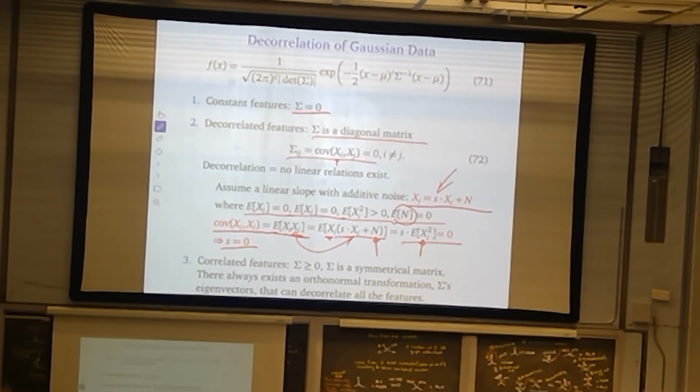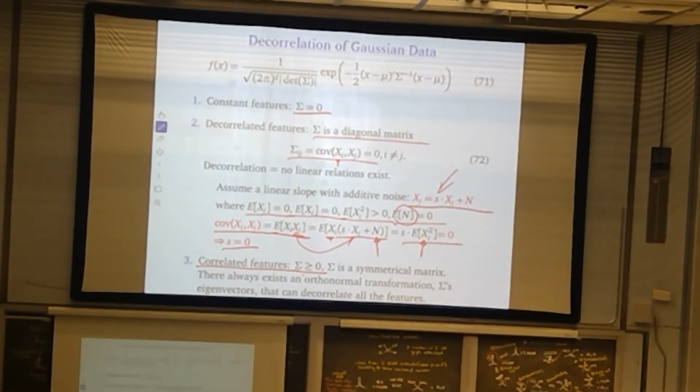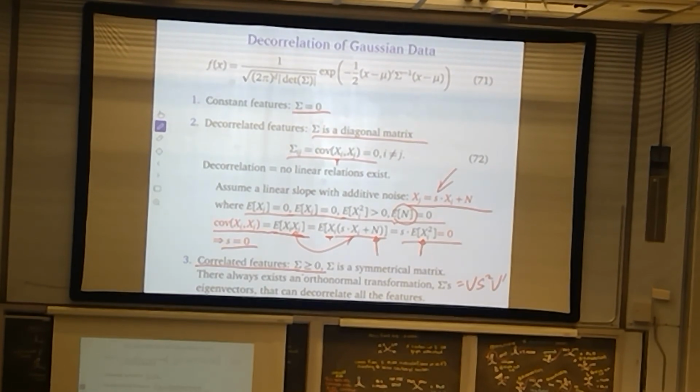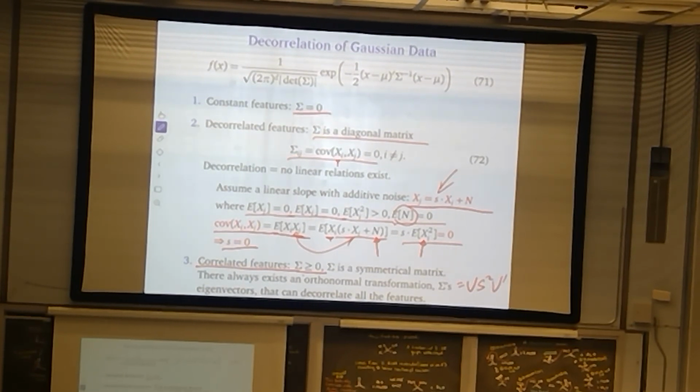But it doesn't mean that it has no other relationships. It could have nonlinear relationships, but definitely there's no linear relationship. Okay? When there are correlated features, sigma is greater than 0, it's a PSD, a symmetric matrix by definition. There always exists an orthonormal transformation. Basically, it's the eigenvectors that can decorrelate all the features. Just like in the Rayleigh quotient, you use eigenvectors to diagonalize the matrix. Once it's diagonal, the transformed version has no correlation between features.